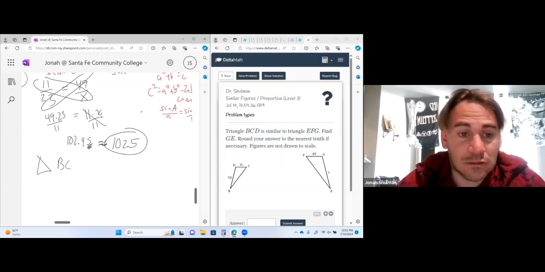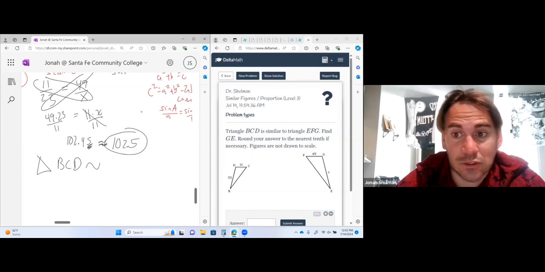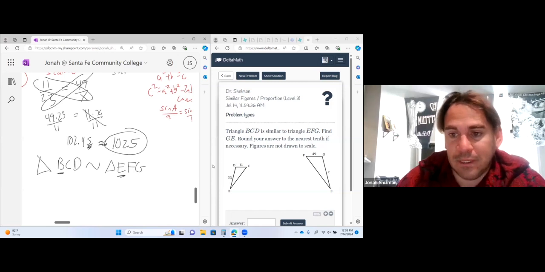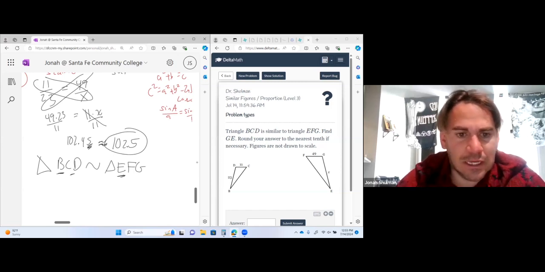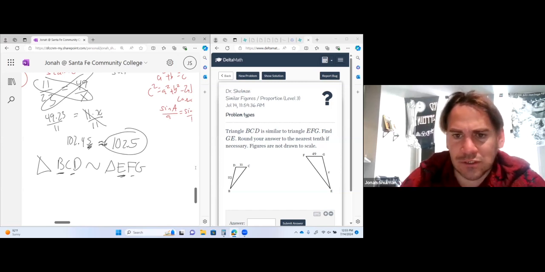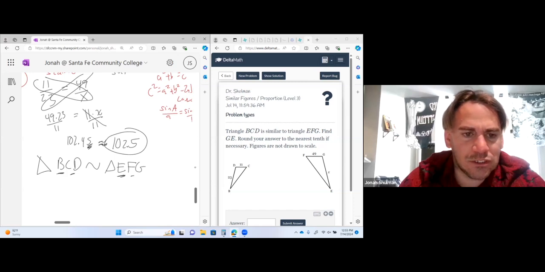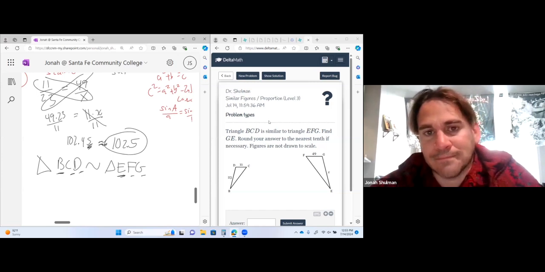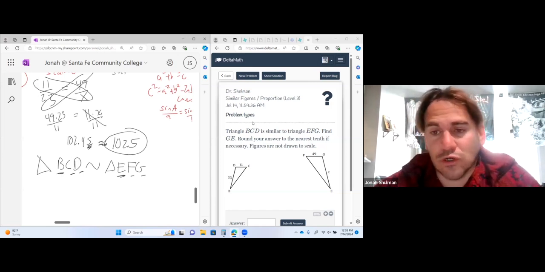But they could have literally just written it like this: triangle BCD is similar to triangle EFG. And notice they all have to match. B has to match to E. B does match to E. C has to match to F. C matches to F. And D matches to G. This is how they can write this out in just symbols. So just so you know, this just means it's either shrunk or grown.